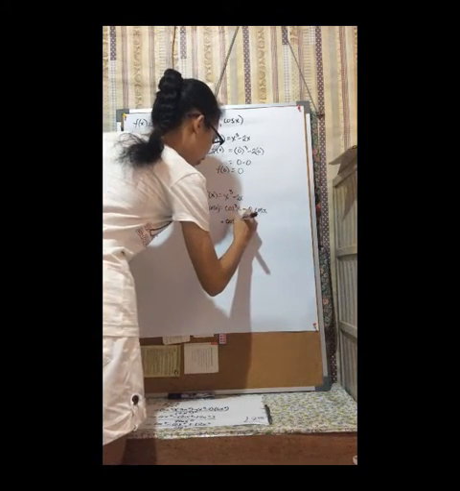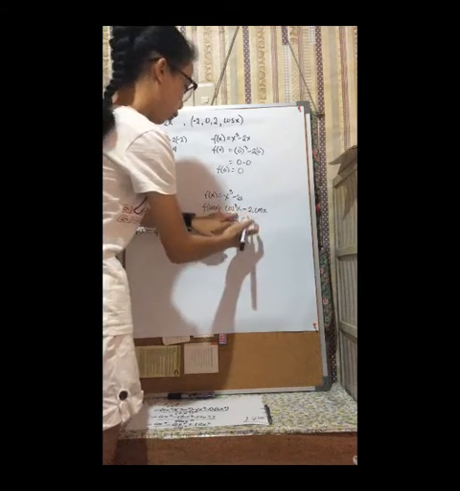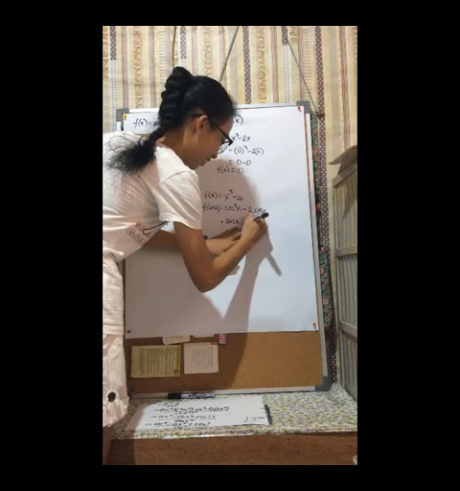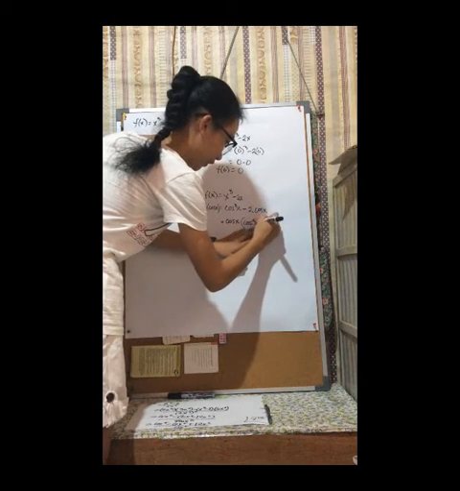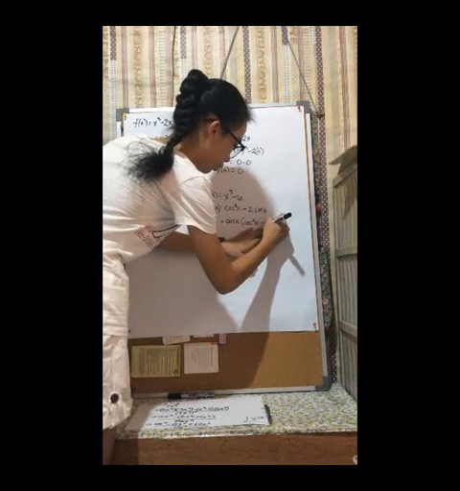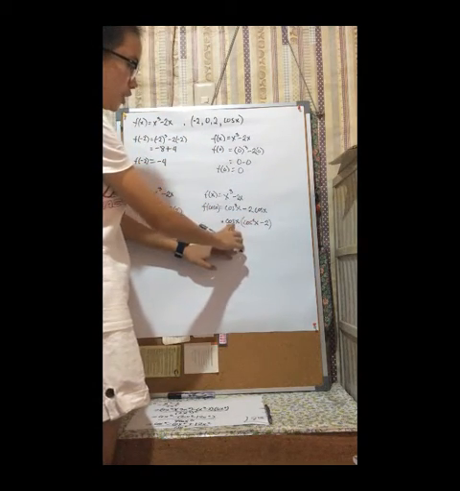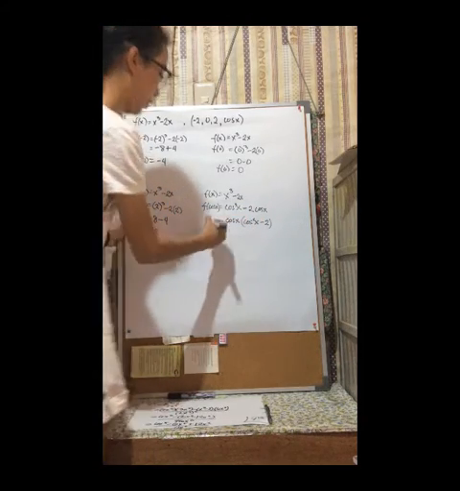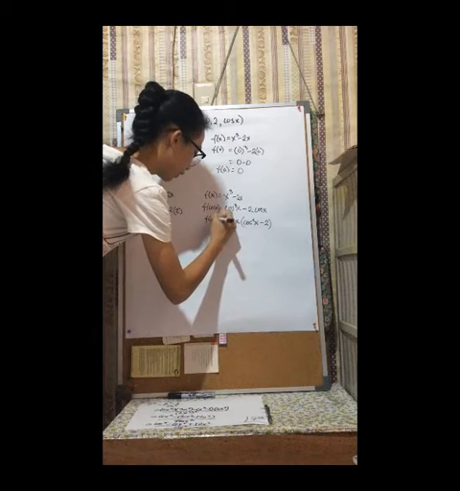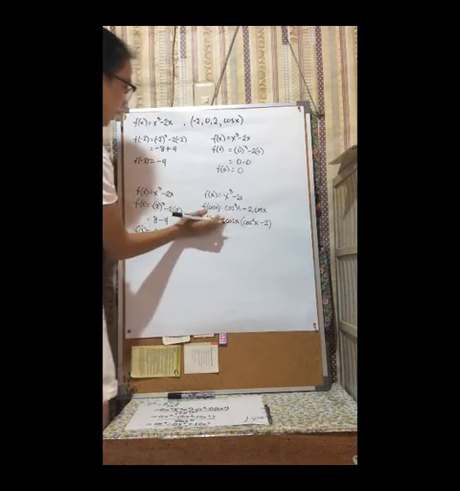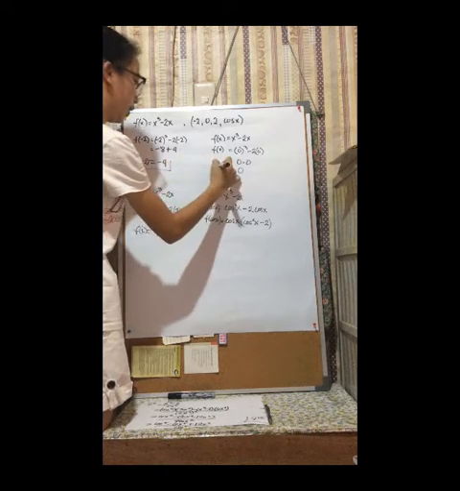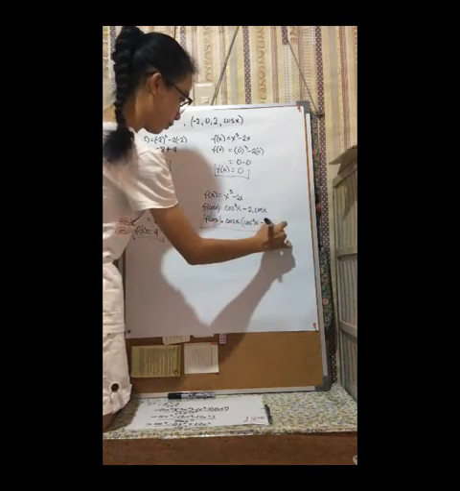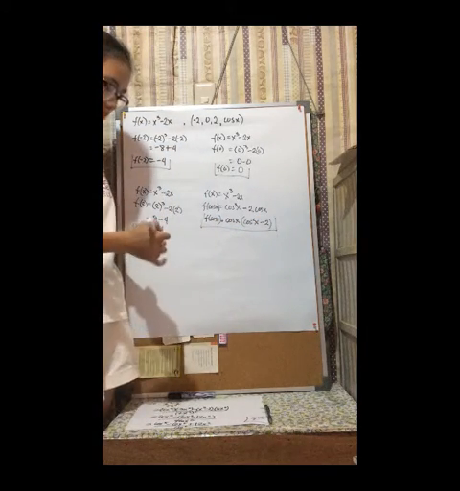So, cosine x times, what will happen? Cosine cubed x divided by cosine x is cosine to the second power x, minus 2. So, for our final answer for the cosine of x, we have this final answer. So, we have 4 final answers. That's all. Thank you.